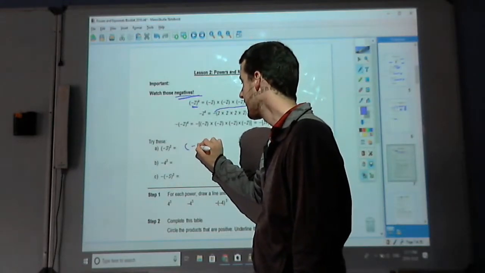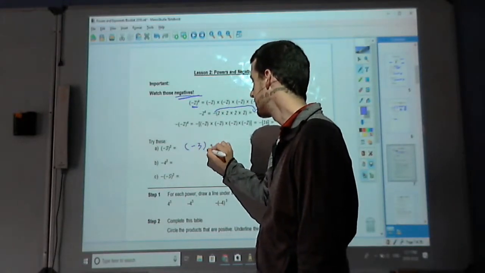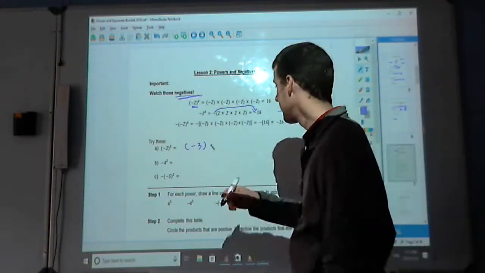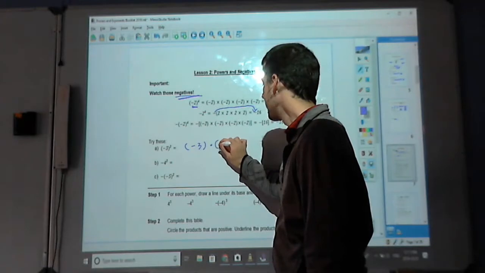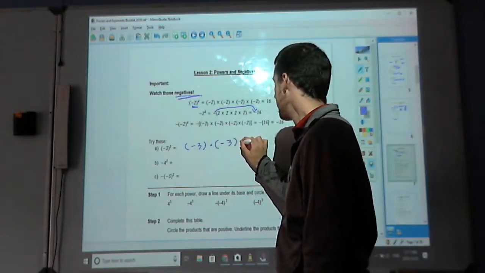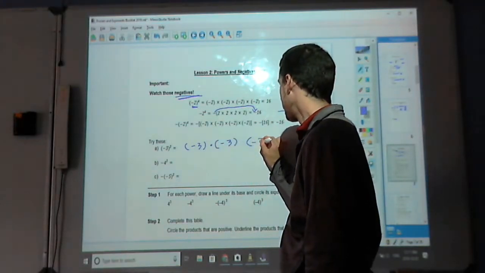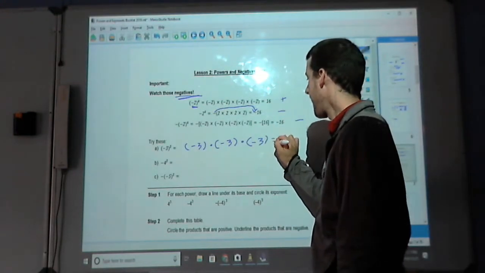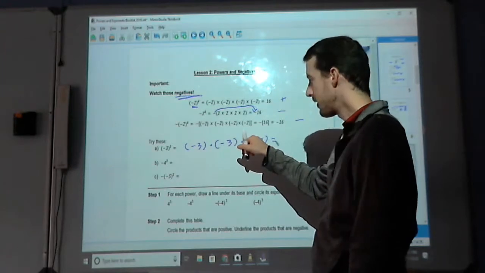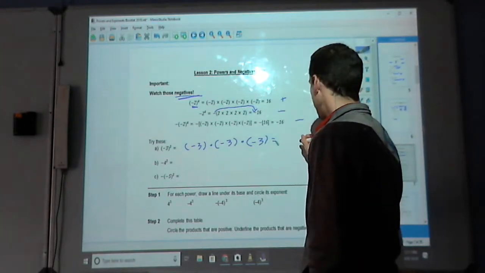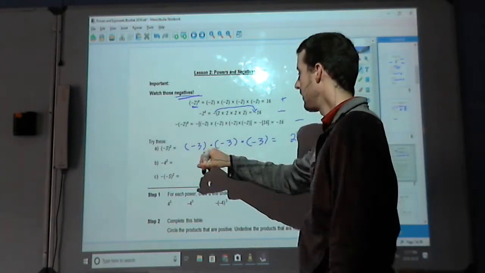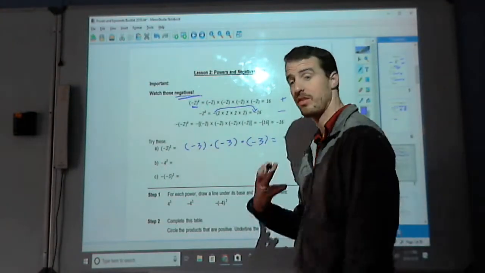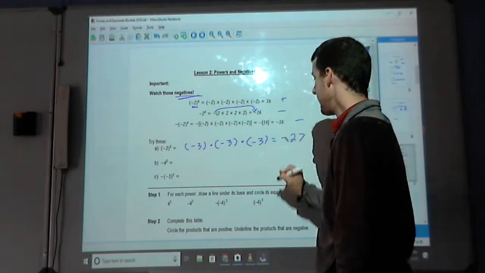Here we can look at -3 within the bracket. So we're multiplying -3. I'm going to just do it as a dot. It's another way of showing multiplication. I think I've explained that to you guys. Times -3 times -3. So 3 times 3 times 3 is equal to 27. And we have a negative times a negative times a negative. That's an odd number. There's 3 of them. So our answer will be negative.